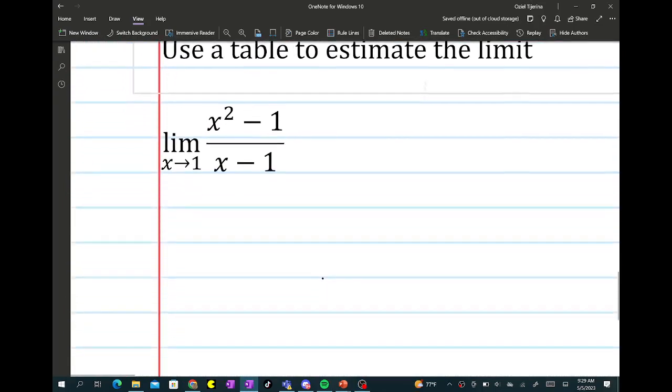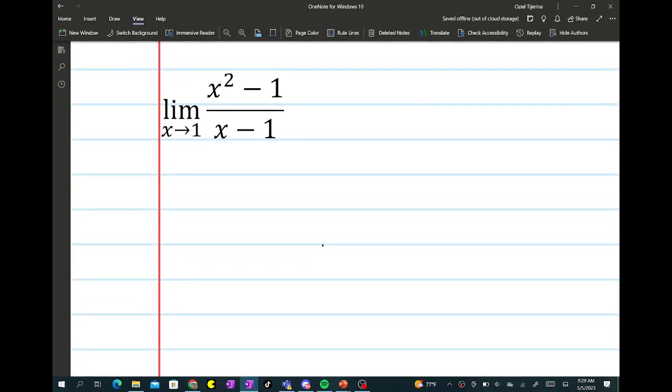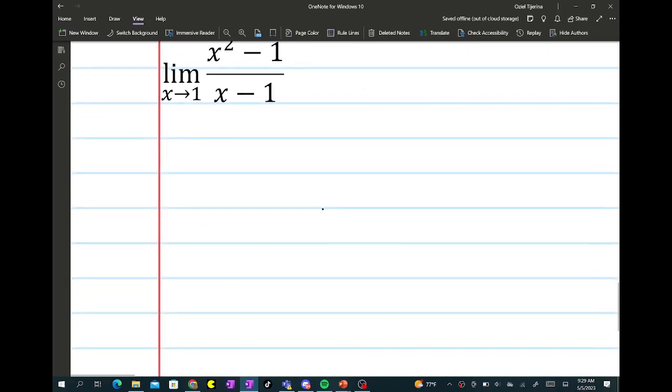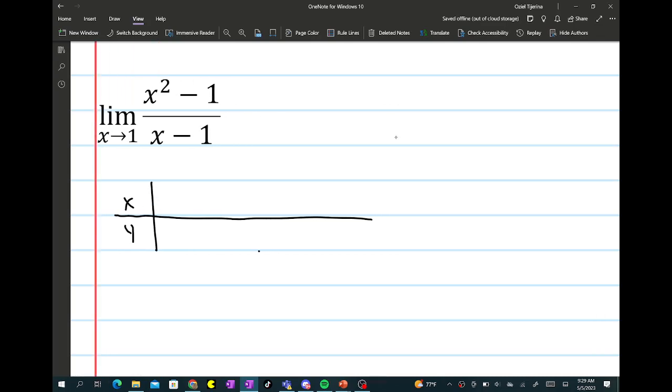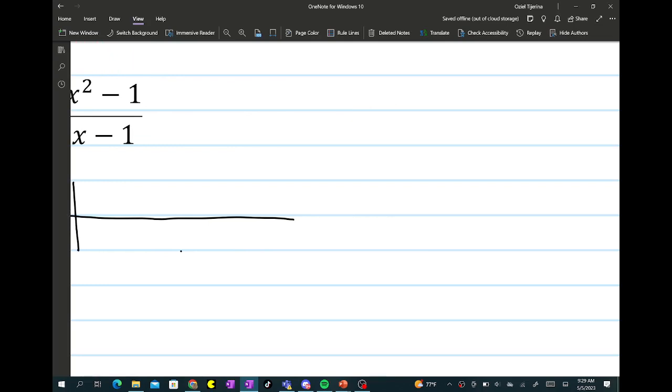So we want to know what happens as x approaches 1. What value are we approaching here? How this is going to work is we're going to draw a table, and this is x, and this is obviously y. We're going to see what happens as we get closer and closer to 1 from both the left and the right. So, for example, there's a certain theorem.